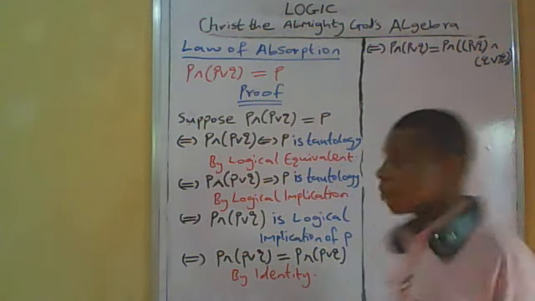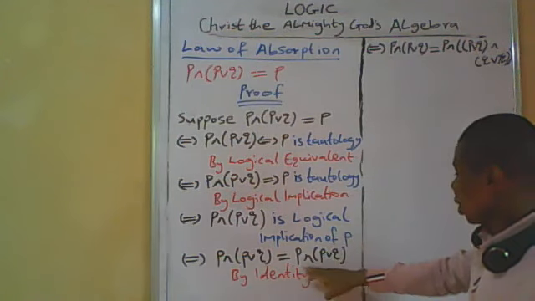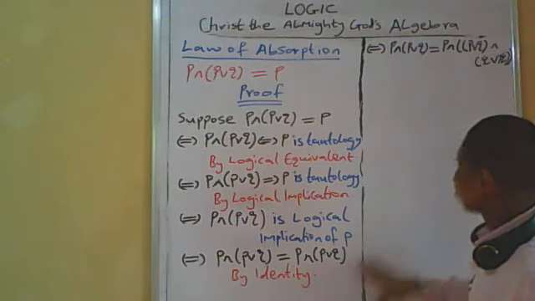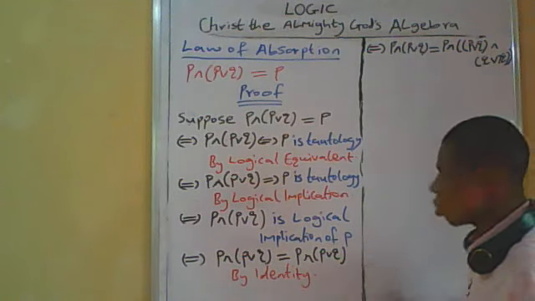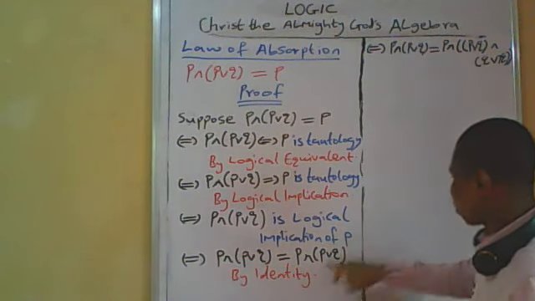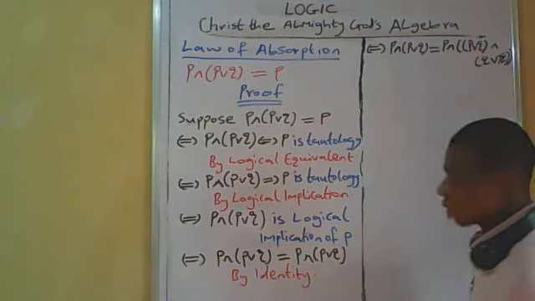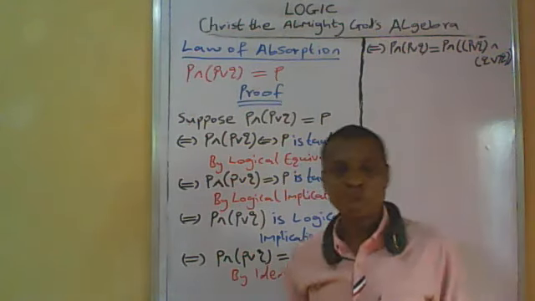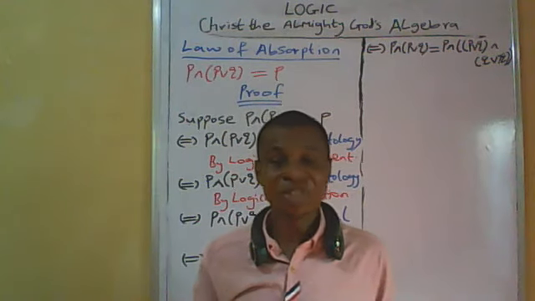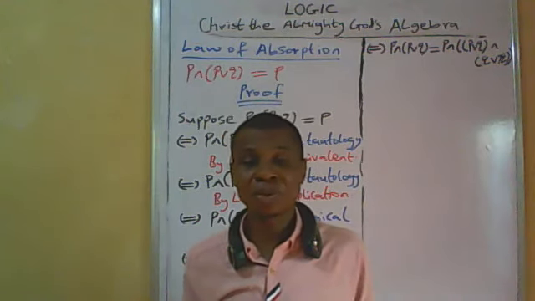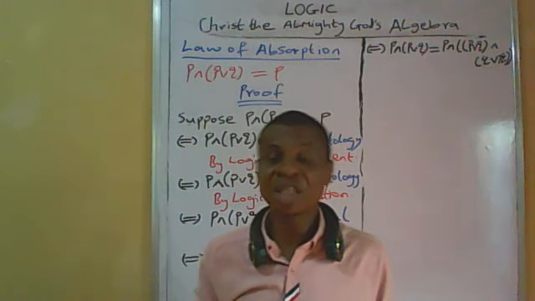Now you see what we did here: we AND the tautology with this P or Q, and it is still the same as P or Q. By the law of identity, you see the same thing. Nothing has changed. The two sets of equations are still equivalent.